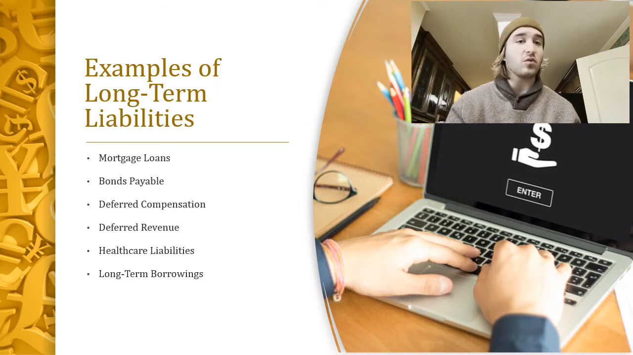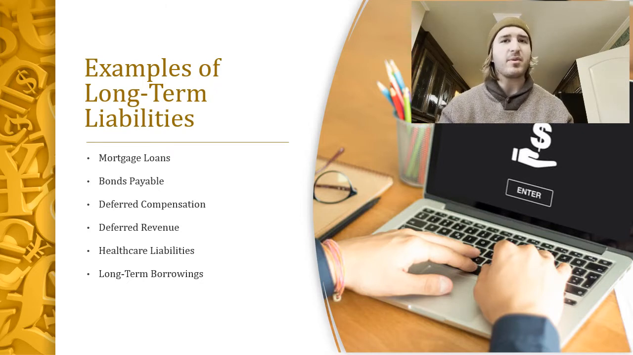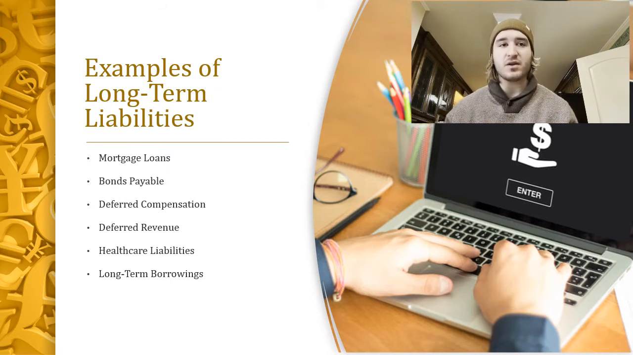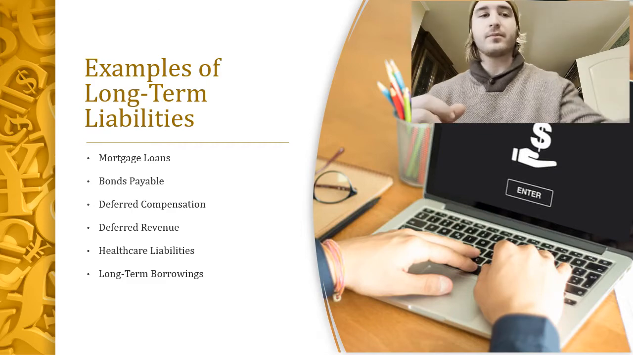And your long-term liabilities are still in that liability section, but at the bottom of your liability section. They're located just later on when you're listing out your liabilities. The long-term ones would go later.